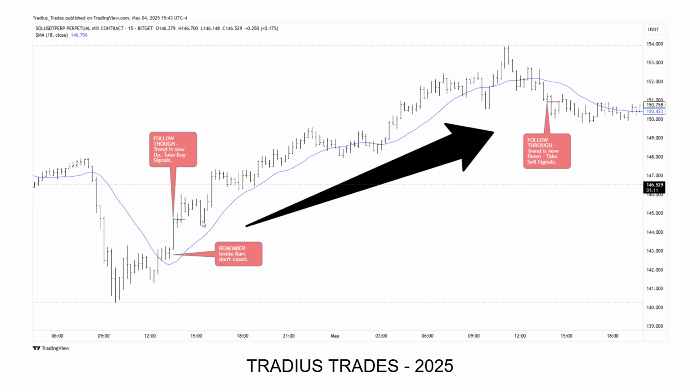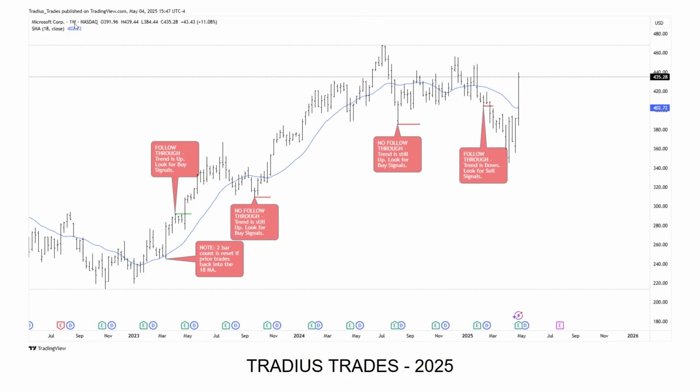We can look to buy oversold pullbacks. Each one of these little pullbacks would have been oversold on the percent or other tool that measures overbought, oversold. So then it wasn't until way up here that we got 2 bars below the 18 MA, none of which are inside bars, and then we have follow through. The trend is now down, and we want to look to work the sell side of the market. So that's crypto on the 15-minute chart.